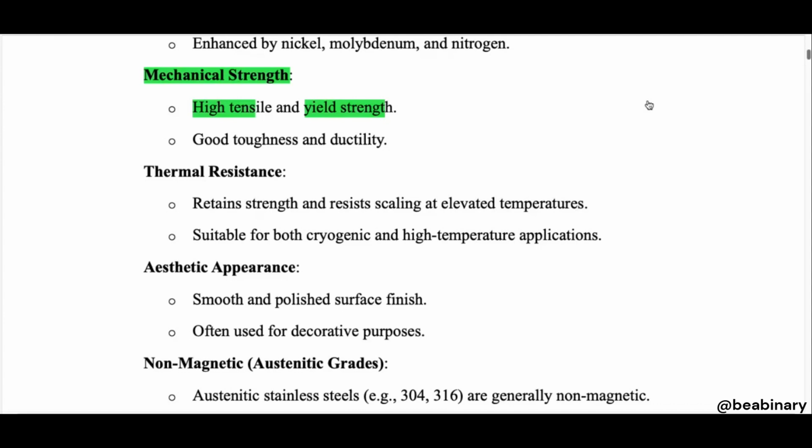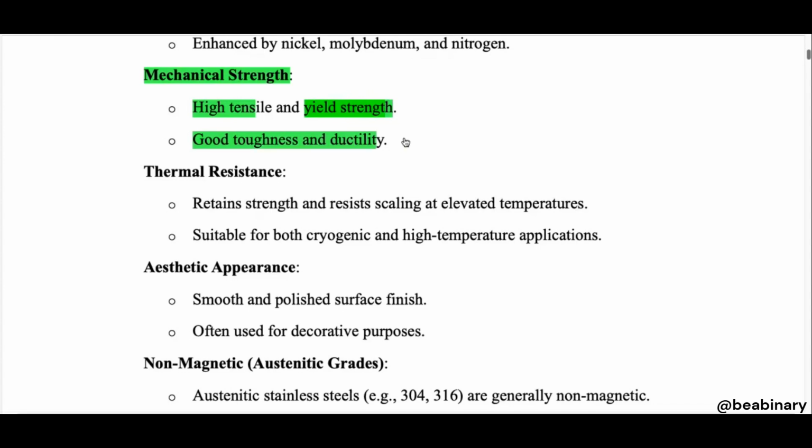as long as it is. So it has a very high tensile nature. Means you can apply a tensile load up to a certain limit, which is feasible, right? Yield strength means before that it will not fail. Okay, so that is how much amount of load that you could apply before it fails. Okay, so good toughness and good ductility.